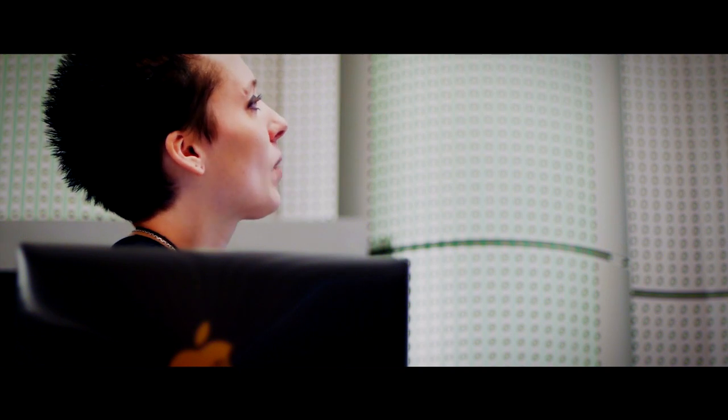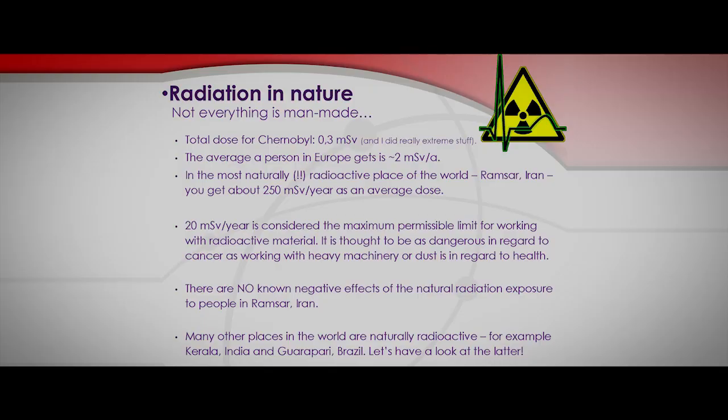20 millisievert per year, however, is considered the maximum permissible dose as a full body dose for working with radioactive material, and is then considered as dangerous as working with heavy machinery and chopping your arm off, or, I don't know, working with dust in a bakery and thus getting lung cancer from that, or whatever kind of stuff. But if you look at studies on the internet, you will find that there are no non-negative effects of these elevated levels of radiation exposure. Well, you would assume from this limit, basically, that there should be increased risk of, for example, cancer.